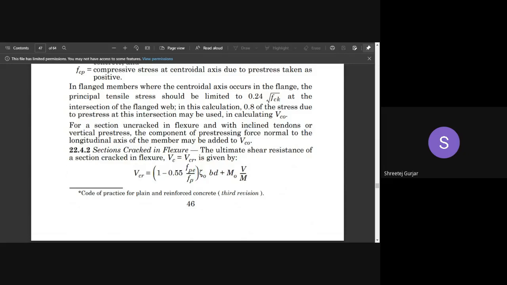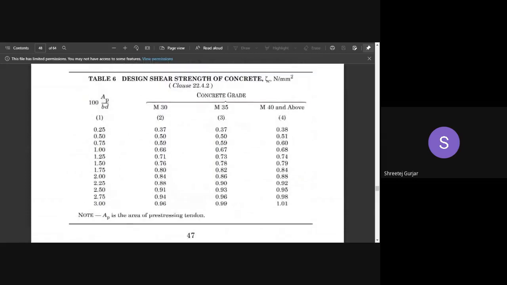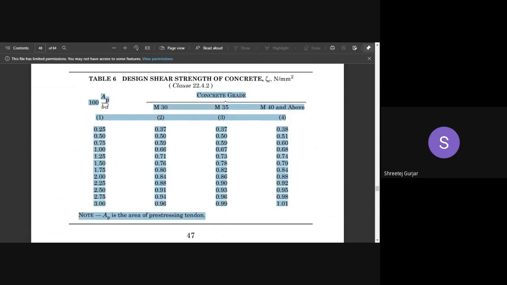This tau c will be obtained from your Table number 6. Tau c is got from Table number 6. You can see Table number 6 is here. The tau c value you can find out from this particular table. So what is this 100 into Ap by bd?